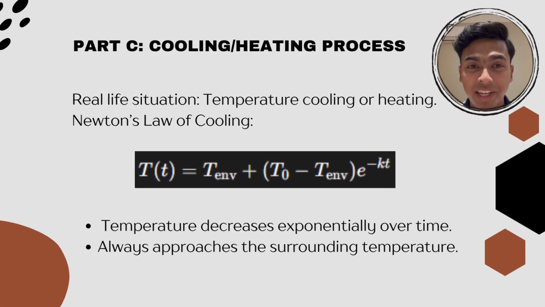For my real-world application, I choose cooling and heating processes. This situation is described by Newton's law of cooling, which shows how temperature changes over time. The formula tells us that an object's temperature will slowly move toward the surrounding temperature. This is because the exponential term becomes smaller and smaller as time increases.